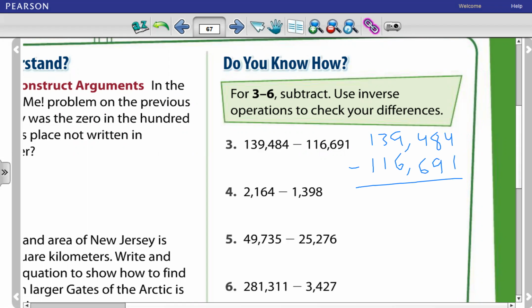As I said before, we have to subtract starting from the ones, from the right. So 4 minus 1 equals 3. 8 minus 9, I can't do it because the number on the top is less. So it should be more, so you can subtract. So what you have to do, you will take 1 from the next number, from the 4.